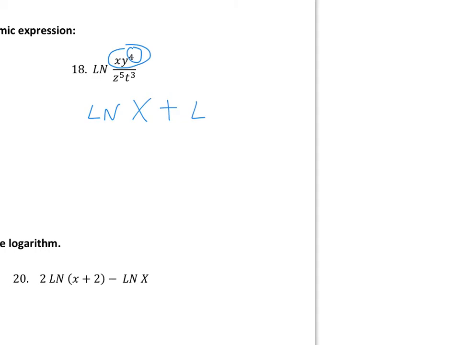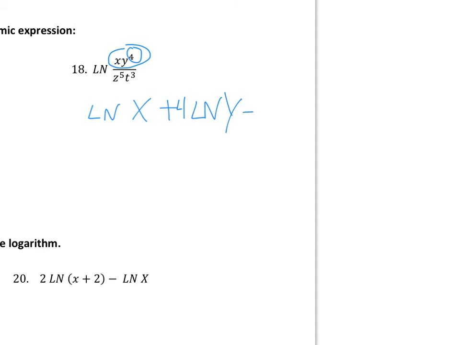Since that exponent's 4, I'm going to put a 4 in front of this natural log of y, because I'm doing x times y to the 4th. And then here's the main thing. Since this z to the 5th and t cubed are in the bottom, I'm going to subtract those two logarithms, and put the exponent in front, the 5 and the 3.